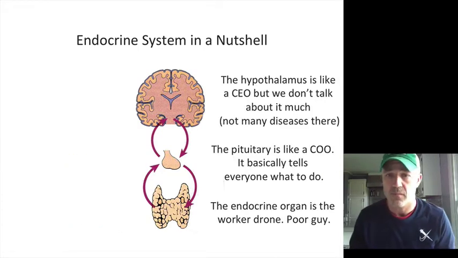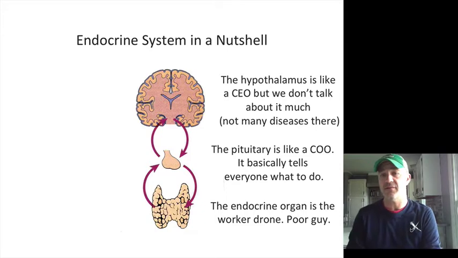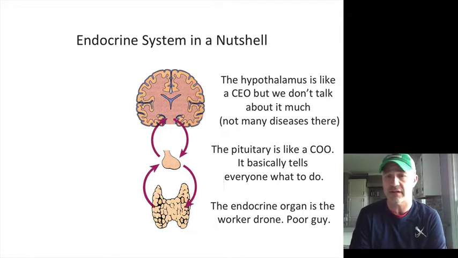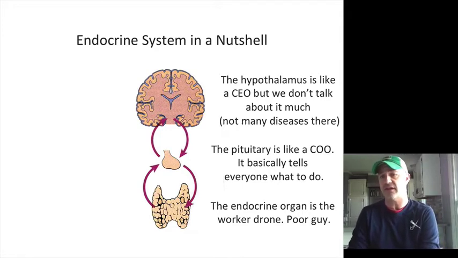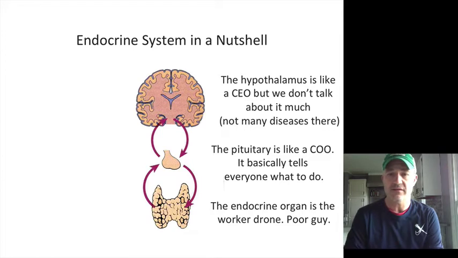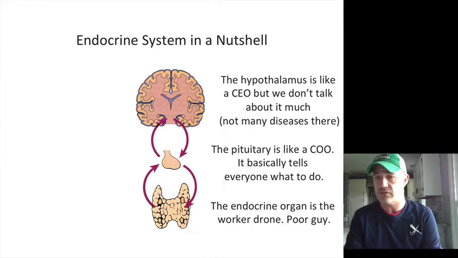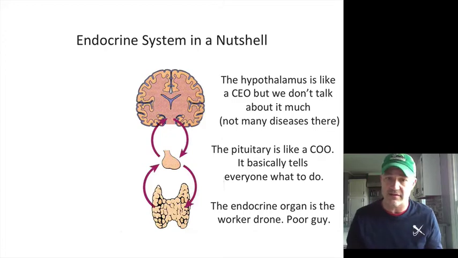So like it says here, hypothalamus is kind of like a CEO. We don't do a lot with this one because, again, it's just generally releasing hormones or nerve impulses, regulating a lot of this. But it is what is telling the pituitary what to do. It's like a chief operating officer who is really the one that's in charge here, telling which gland to do what thing.